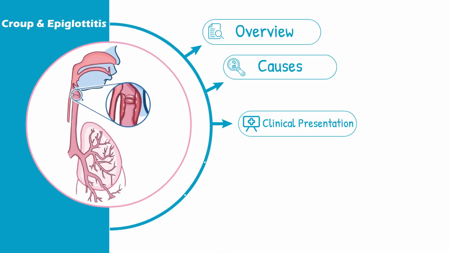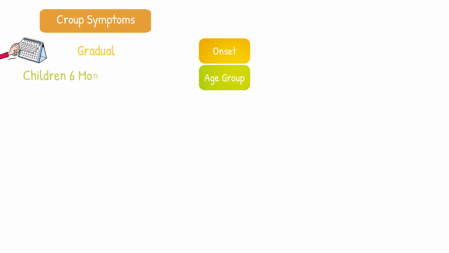Now let's dive deeper into the clinical presentation to learn more about the key differences in symptoms between croup and epiglottitis. First, we'll talk about croup. Croup has a gradual onset, typically over a few days. It's most common in children 6 months to 3 years of age, and they often have a low-grade fever that rarely exceeds 102 degrees Fahrenheit.